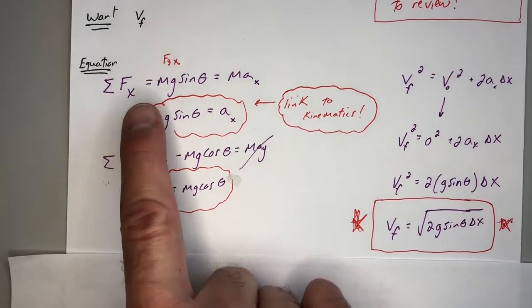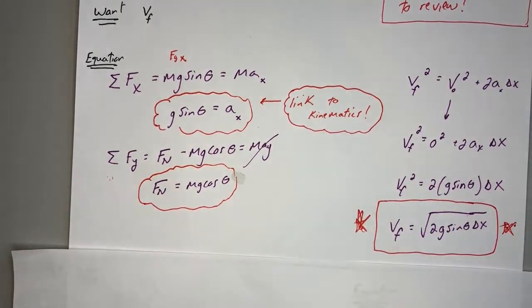The big thing is we used forces to get acceleration. Then we went to kinematics lines right there. Okay? Now, that took about 2/3 of a page, maybe even 3/4 of a page. Let's do it using the energy way.